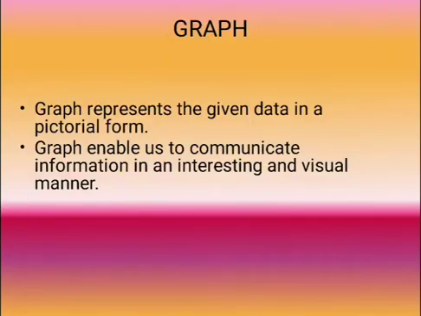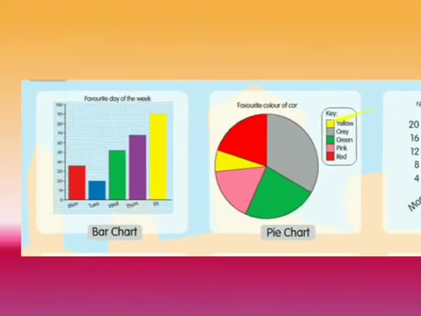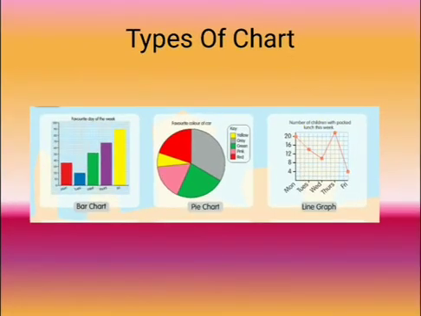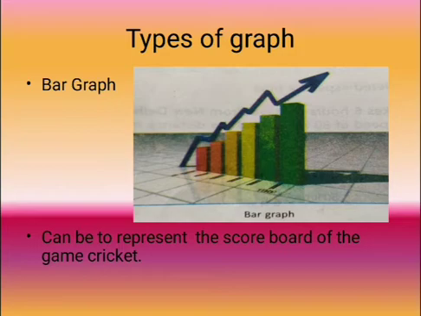Now we will come to another topic, that is graph. I hope all of you have seen such representations, the different types of graphs: bar chart, pie chart, line chart. What is the meaning of graph? A graph represents the given data in pictorial form. Graphs enable us to communicate information in an interesting and visual manner.